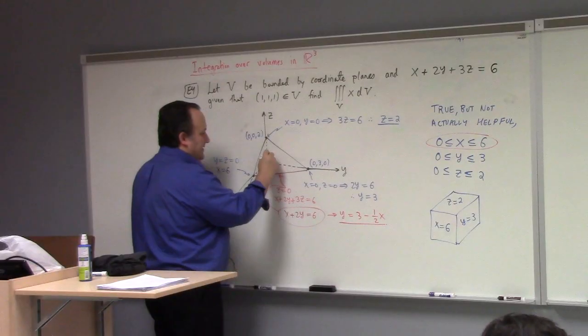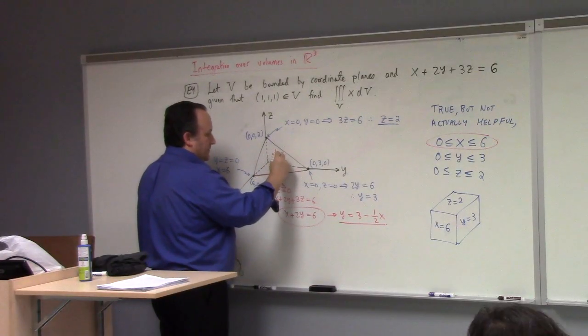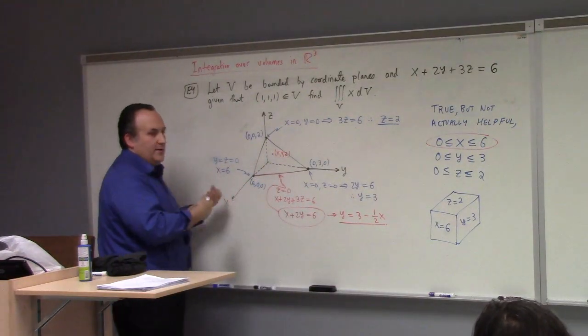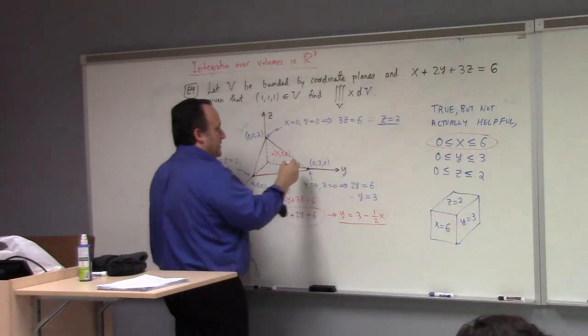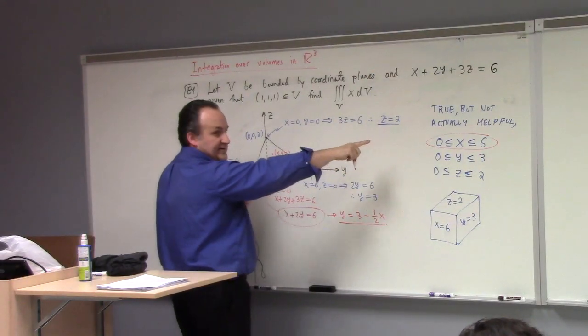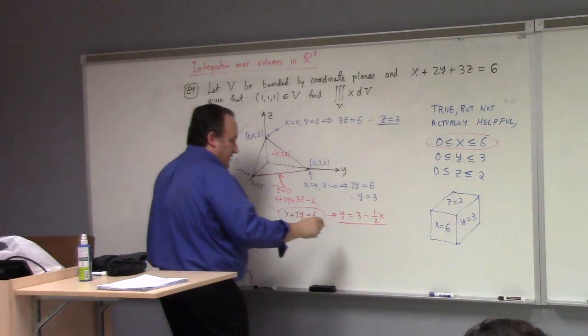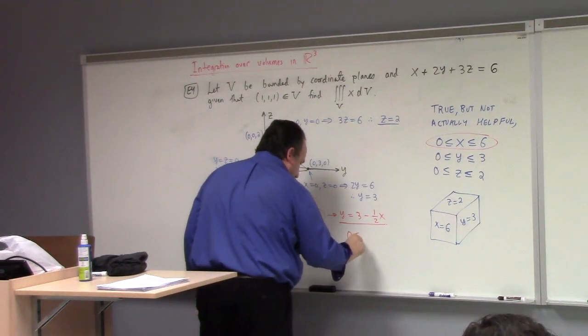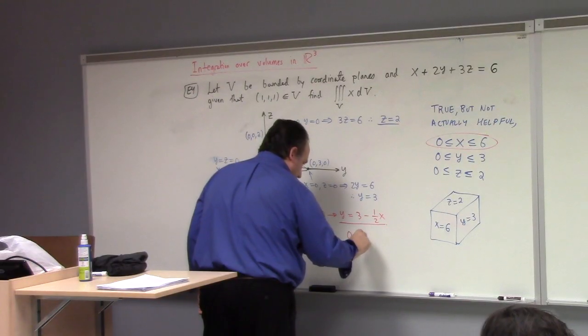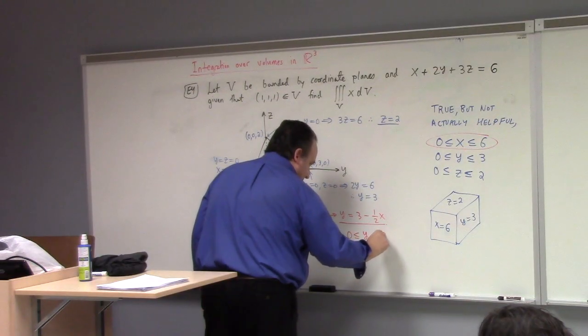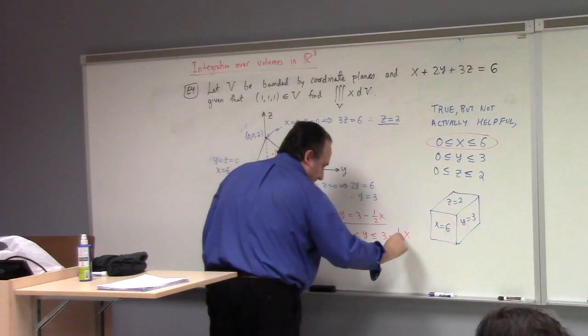So if you take any point in here, let's say x, y, z, I need to be able to write down inequalities which are true for that. So we all agree 0 less than x less than 6. We're all fine with that, right? I think we should also be able to agree that 0 is less than or equal to y less than or equal to 3 minus 1/2 x.